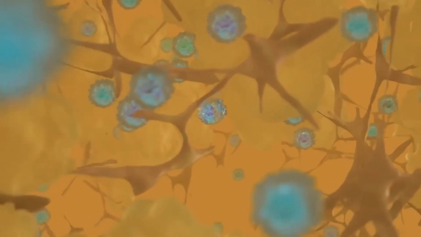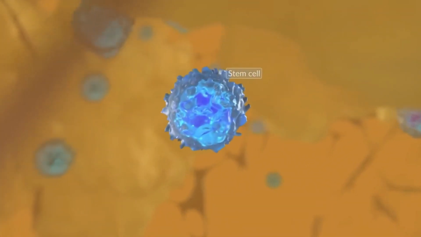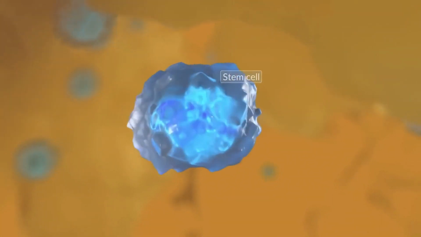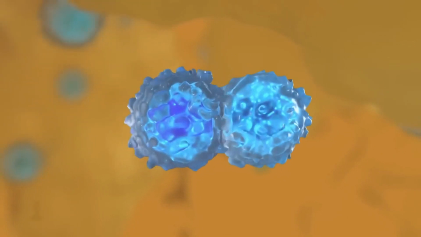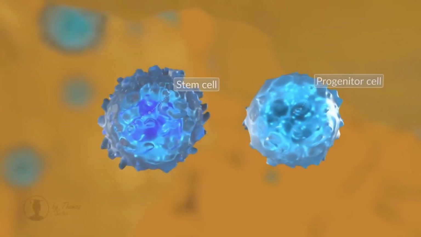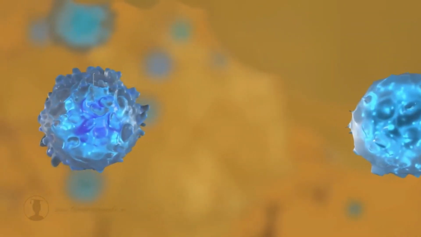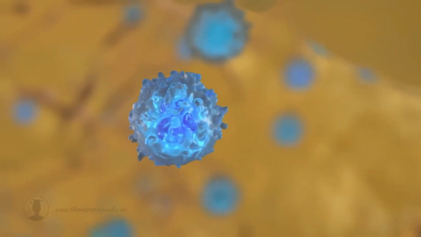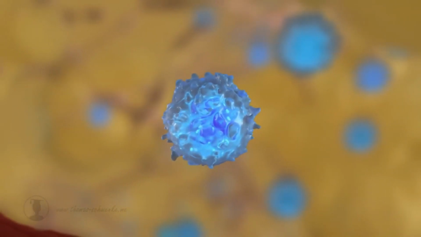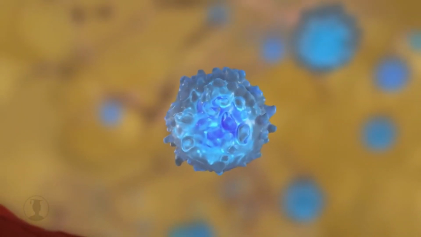The bone marrow has stem cells. It is the birthplace for many different immune cells, which we also call leukocytes. Stem cells divide to form daughter cells, asymmetric or symmetric. Symmetric cell division results in either two stem cells or two progenitor cells, as seen here.